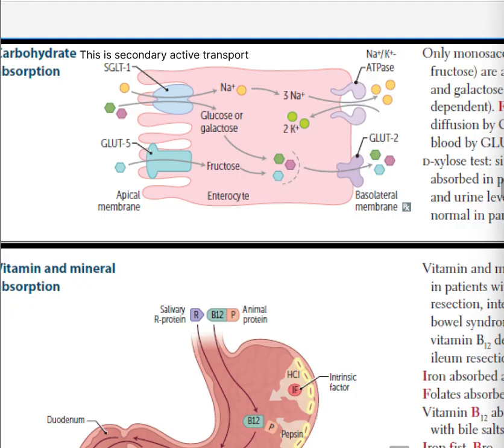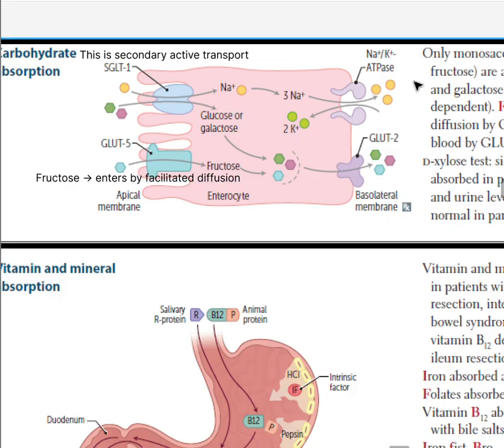Now we have GLUT5 fructose. This is where you need no sodium, right? This happens by facilitated diffusion. So the fructose is entering by facilitated diffusion. No sodium is needed here. Now on the basolateral side, GLUT2 brings in all sugars. The glucose, galactose, and fructose exit via the GLUT2 into the blood here, right? This is a common exit pathway for all three of them.